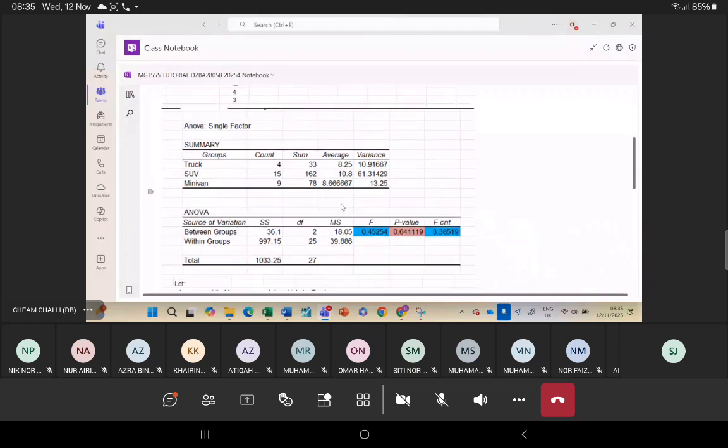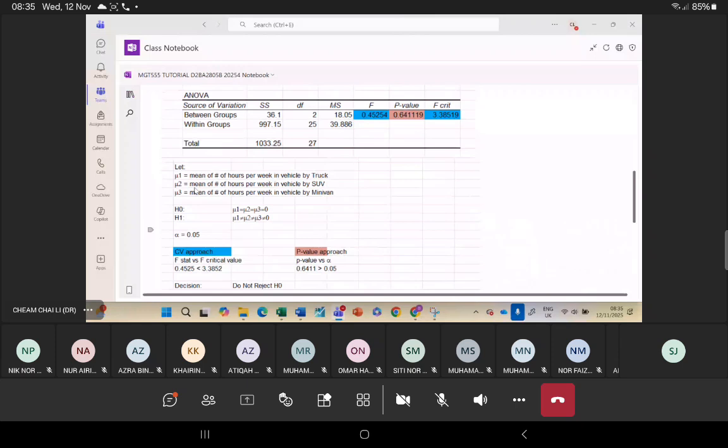Okay, from here, yeah. Mu1 is the mean number of hours per week in vehicle by truck. Mu2 SUV, and then van. Okay. So now hypothesis, all the means of the 3 groups are equal. Alternative hypothesis, at least one of the means is different, or not all the means are equal. Or you can write this way, right?